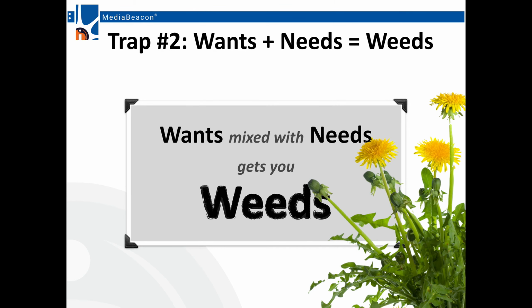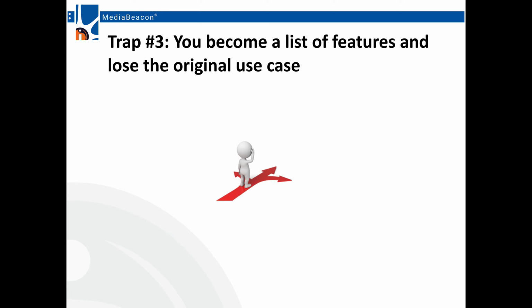And then you end up with this wants versus needs, and you end up with weeds everywhere because you can't define what it is that you want to do for real. And then you become a list of features and lose the original direction. And that's where failure really occurs, is where you've lost the path to success. And like all of the metrics and everything goes out the window, and we're all stuck, right?